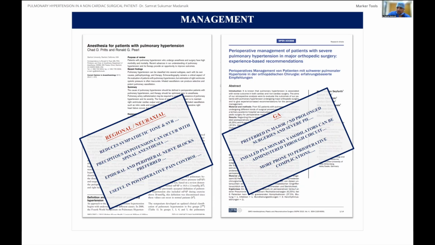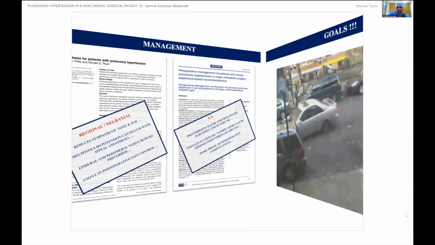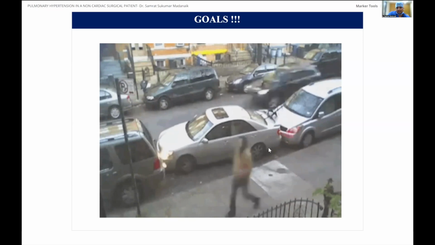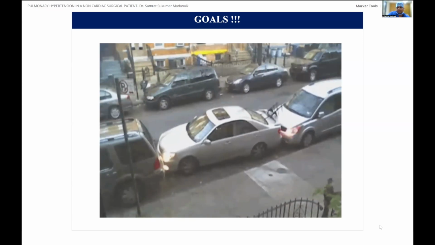General anesthesia can also be used in these patients, and it is usually preferred in major and prolonged surgeries and patients with severe PH. Inhaled pulmonary vasodilators can be administered through this circuit. So these are the benefits if the patient receives general anesthesia. But always remember, these patients are more prone to perioperative complications. So whichever technique you choose, make sure that you are skilled enough in these techniques, like this driver is doing in this image.